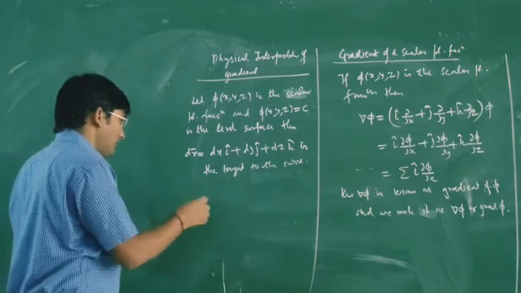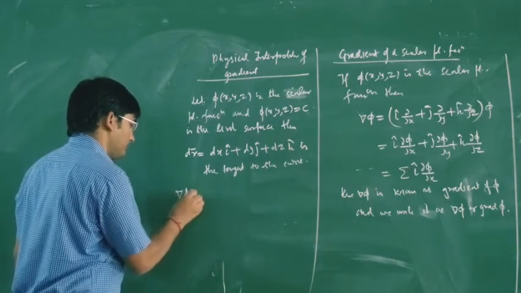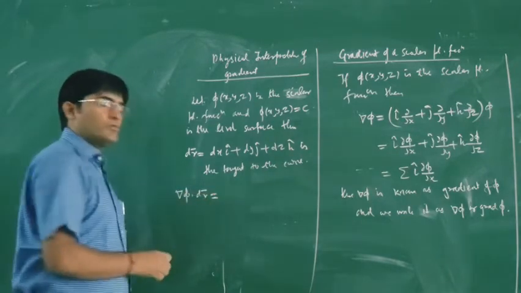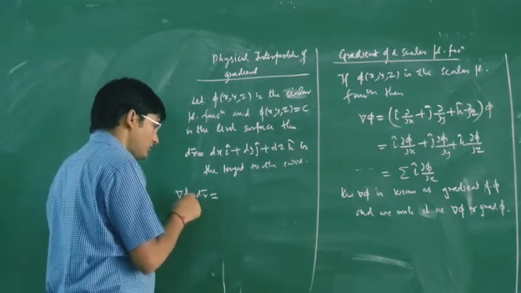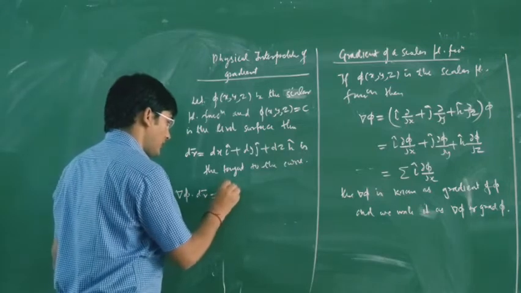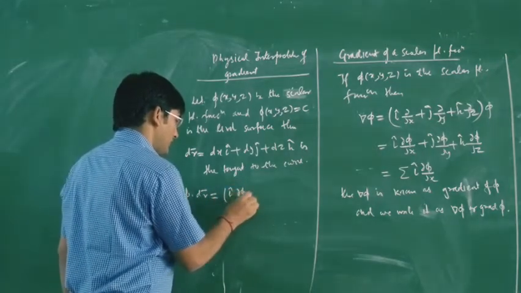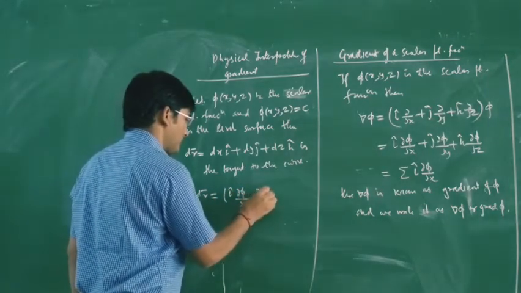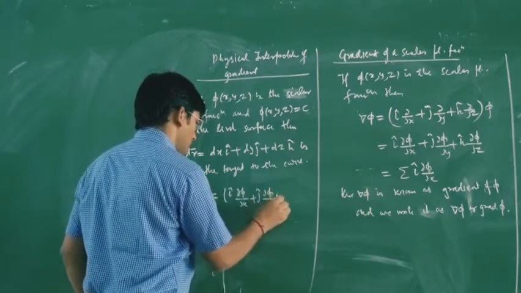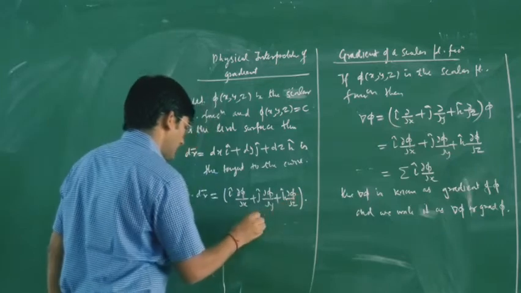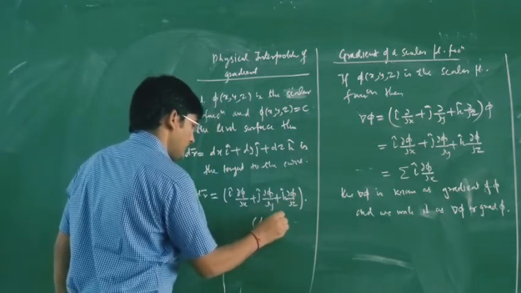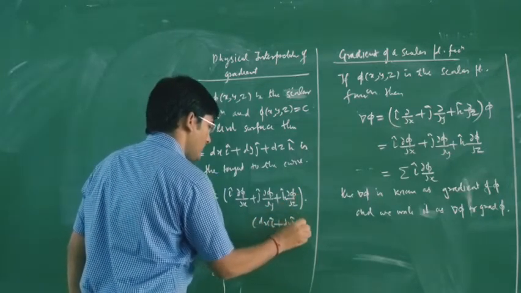Now let us evaluate grad phi dot dr, and let us see what this is. Now use the definition of grad phi, which is i del phi upon del x plus j del phi upon del y plus k del phi upon del z. Then our dr is dx i plus dy j plus dz k.